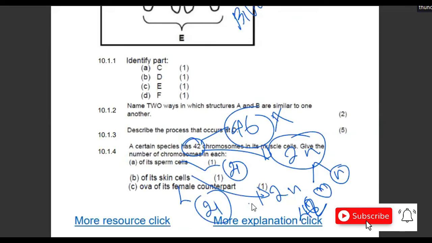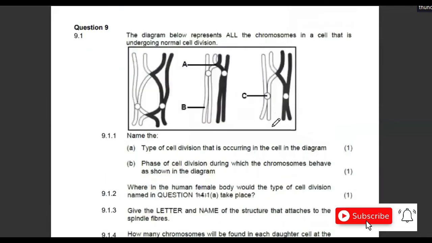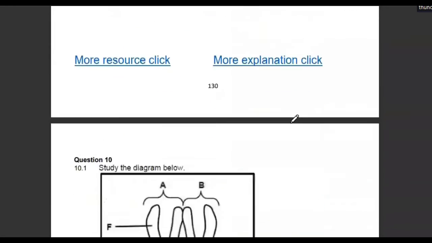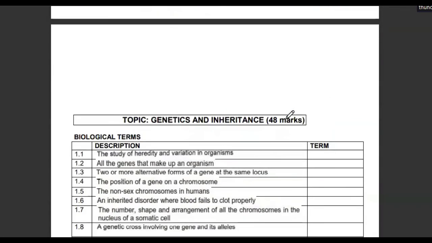In most cases, the number of chromosomes is what confuses students and they end up losing marks. So it's the same thing here. If crossing over took place, they can ask you to draw the diagram after crossing over. So students, please don't lose marks.